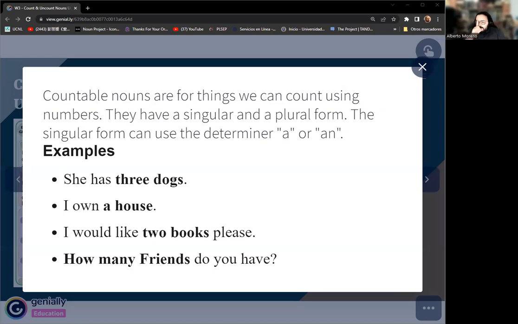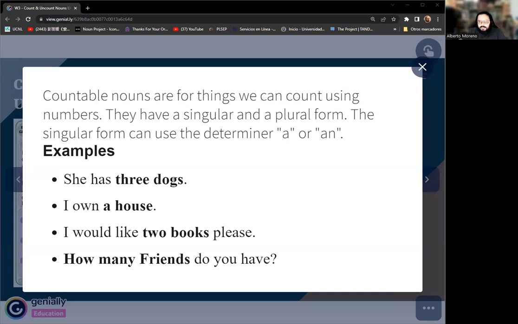En español tenemos solamente una pregunta, ¿cuánto?, para hablar tanto de contable como no contable. ¿Cuántos amigos? ¿Cuánto arroz? ¿Cuánto azúcar? ¿Ok? Sin embargo, en inglés hay 2 preguntas. Y esta, how many, es la indicada para hablar de todo lo que se puede contar con números.